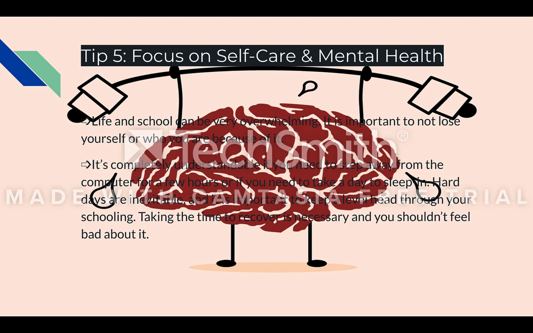Lastly, tip 5, you should really focus on yourself and your mental health. We all know that school can be overwhelming with everything going on in it, and so is life. It is important to not lose yourself or who you are because of it. There's so much going on around you that sometimes you find it hard to know who you are and what your purpose is. So focusing on your self-care and mental health is very vital to succeeding in school as well.